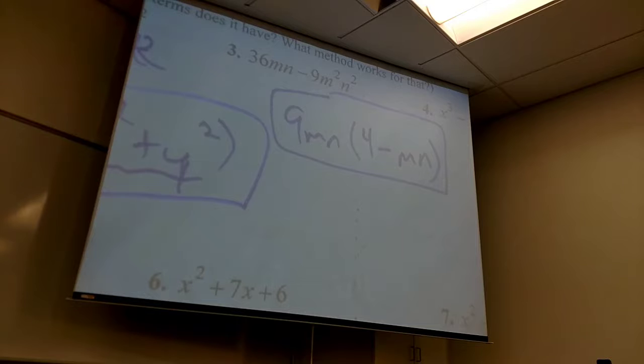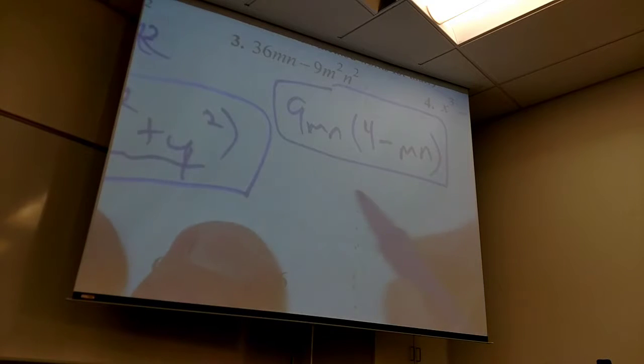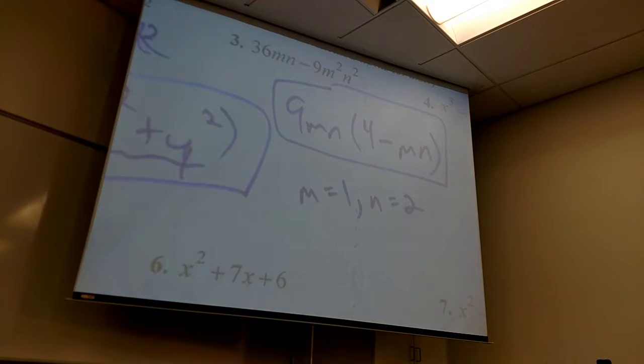Real quick, let's see what do you guys think about this. Go with me for a second. What if m was 1 and n was 2? Don't even write this down. Where am I coming up with that? What can m and n be? They could be anything. So I'm going to make them 1 and 2 just because I want to.